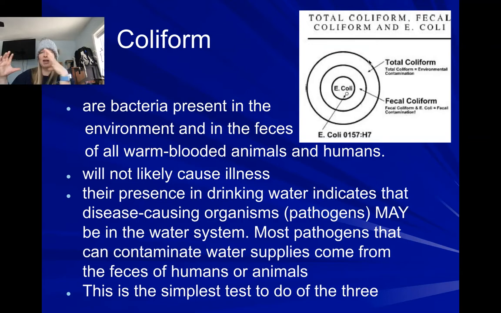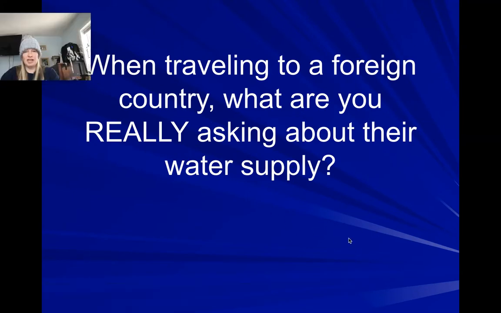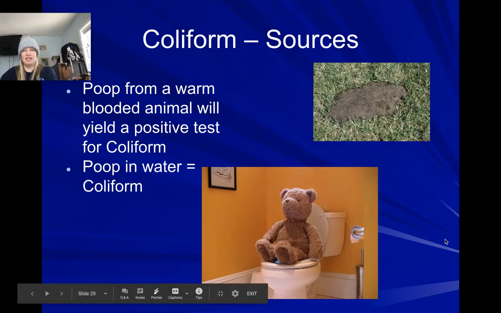And so they measure total coliform. If they get a positive, they're like, there's probably fecal contamination there. It doesn't guarantee it, but that's the simplest way. They don't test for all these other things. They just test for coliform. And if they get a positive, they say, don't drink it. That water is not safe. So again, as we said, when you're traveling to a foreign country, what are you really asking about their water supply? About the fecal contamination.